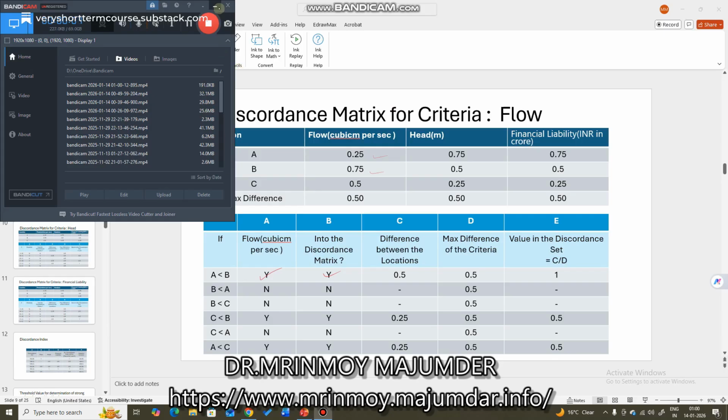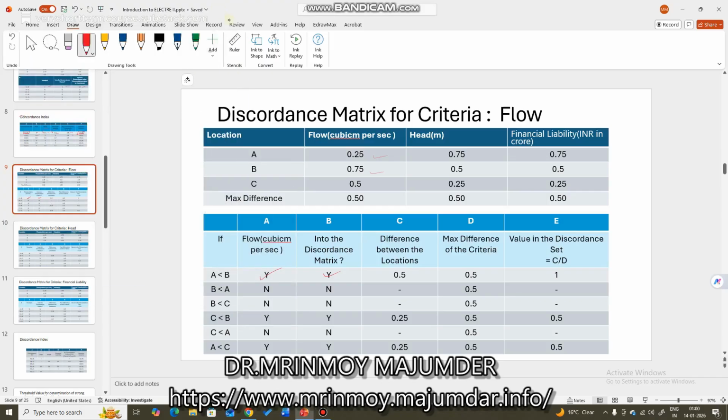So the maximum difference is between the highest value minus the lowest value for a single criterion, the highest value of the location for flow and the lowest value of the location for flow. We deduct it and get the difference between the locations being compared. We are comparing A and B, so we will subtract the value of B from the value of A, and then take the absolute value of that operation.